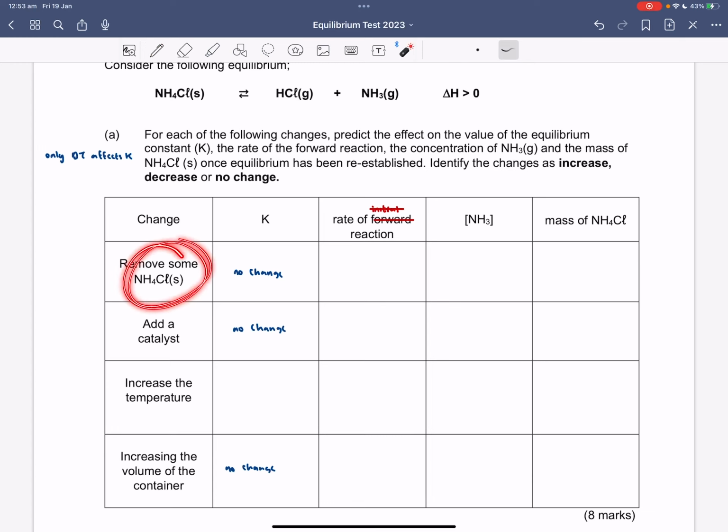So the first one, remove NH4Cl solid. Now this is a tricky one. Yes, we're removing this, and some people might think, oh, that's going to decrease the concentration of the NH4Cl solid. That is not true. It is a solid. Solids don't have concentrations. Solids have a surface area to volume ratio, but they don't have concentration.